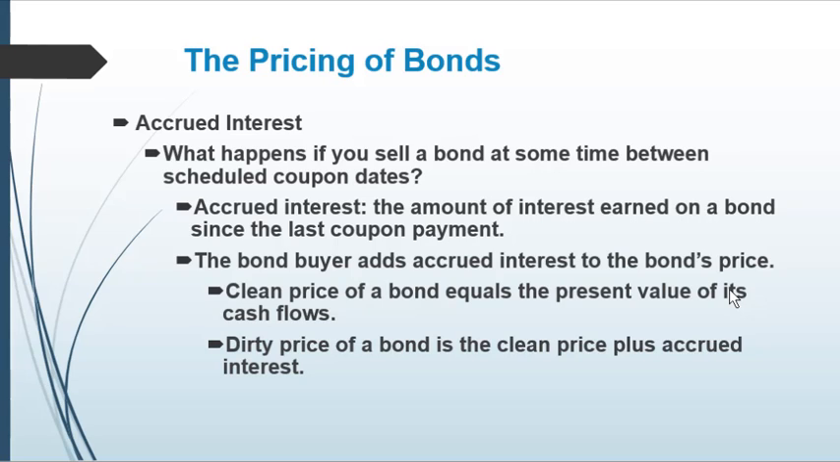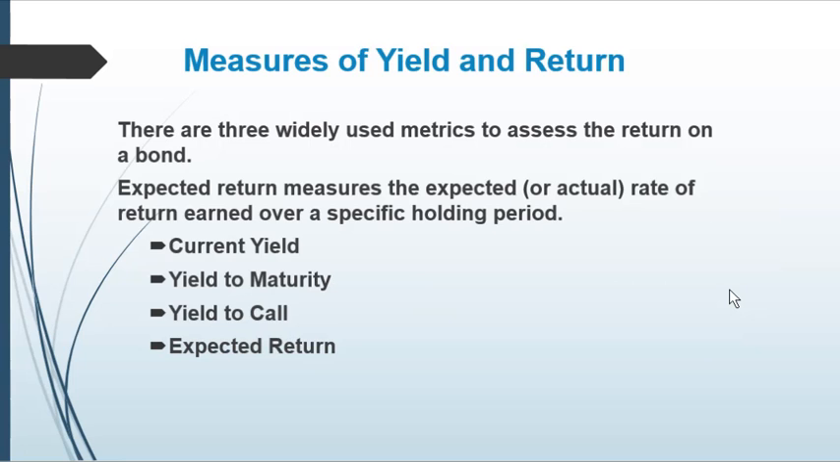This is the amount that you've earned since the last coupon payment. So the clean price of a bond equals the present value of its cash flows. That's what we just calculated a second ago. The dirty price of a bond is that clean price, its value, plus the accrued interest. So again, it's just a matter of adding whatever the accrued interest is to the bond value to determine the actual price you'd be willing to pay, or that you'd have to pay, to buy this bond.